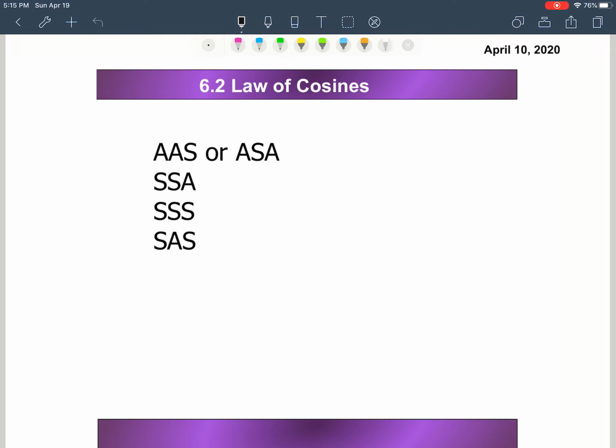So we've already talked about law of sines, and now we're going to discuss law of cosines and learn its formula. But I just want to quickly recall that when you're given two angles and a side that is not included, or two angles and a side that is included, or two sides and the angle that is not included, you're going to be using law of sines.